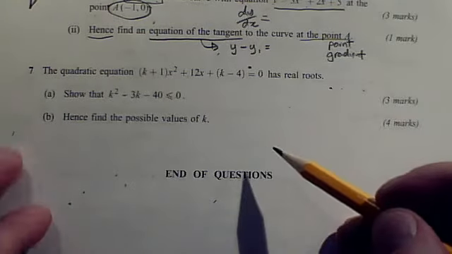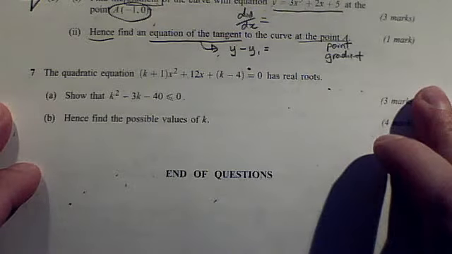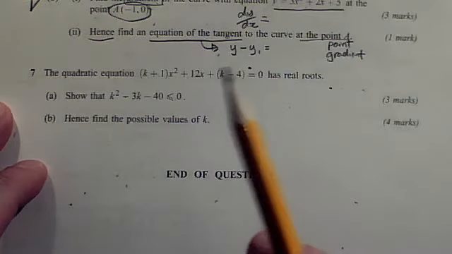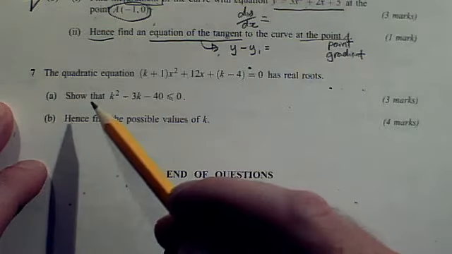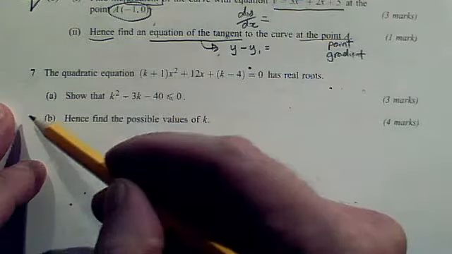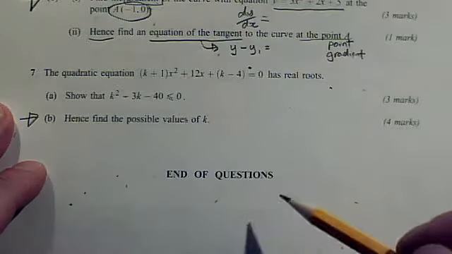Okay, here we come to the last question of the paper, and they always seem to set one of these about roots to a quadratic equation where we have to use a particular idea. You may find, if you're not used to this kind of question, part A a little bit tricky. The first thing I'd point out is that part B of this question is a massive re-entry point.